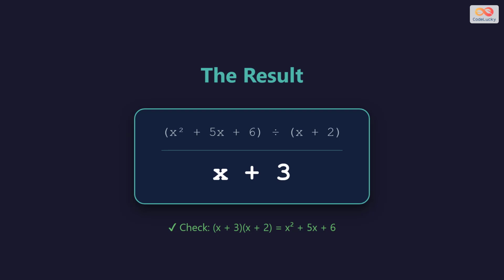You can always check your answer by multiplying the quotient and the divisor back together. If you get the original dividend, you know you are correct.